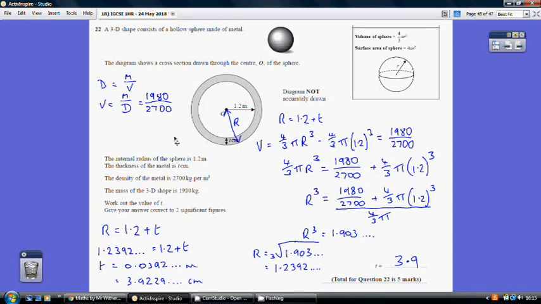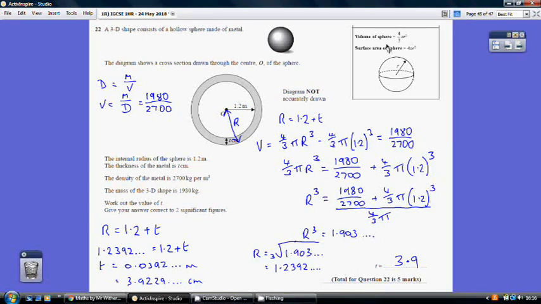Now let's just go and consider what the dimensions of this hollow sphere are. Well, we know the internal length is 1.2. We know that this extra bit here is t. So I'm going to call this external length capital R, which is obviously going to be equal to 1.2 plus t. So that's just something I'm choosing to introduce.